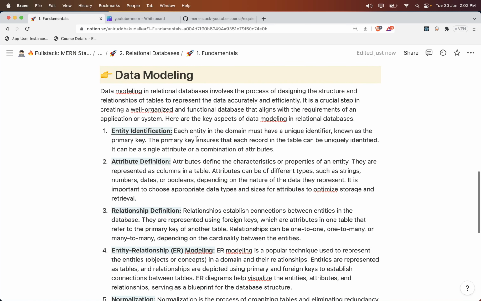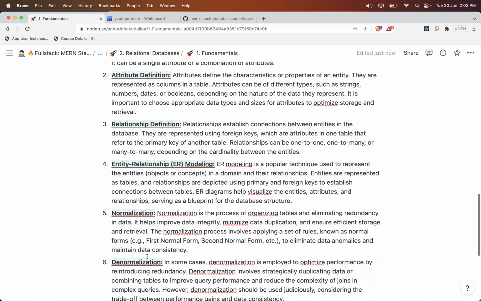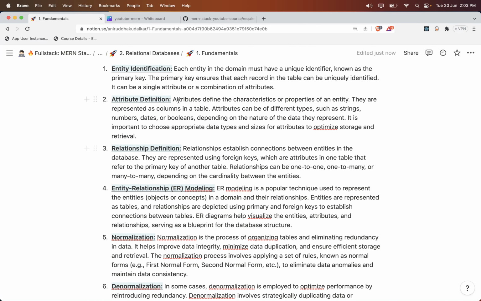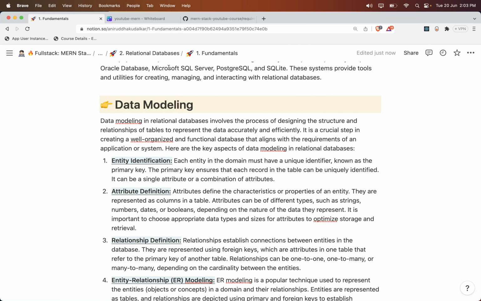So whenever you talk about data modeling, remember that you are talking about creating an optimized database structure. And for that, you can keep these things in your mind. This is all about data modeling. We are going to do it practically. Don't worry. Thank you.